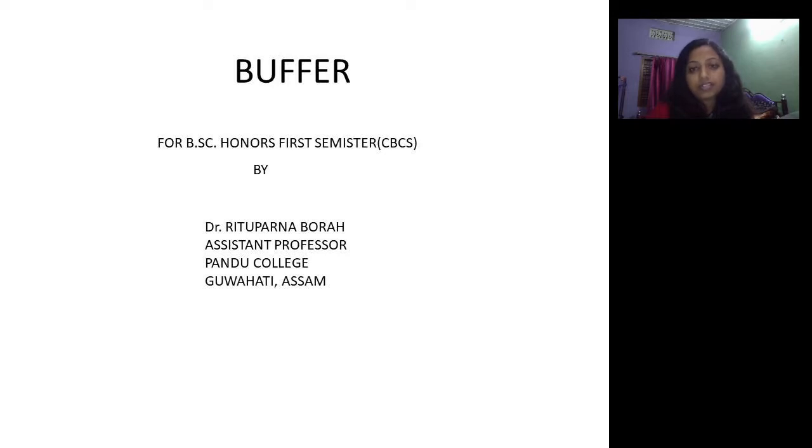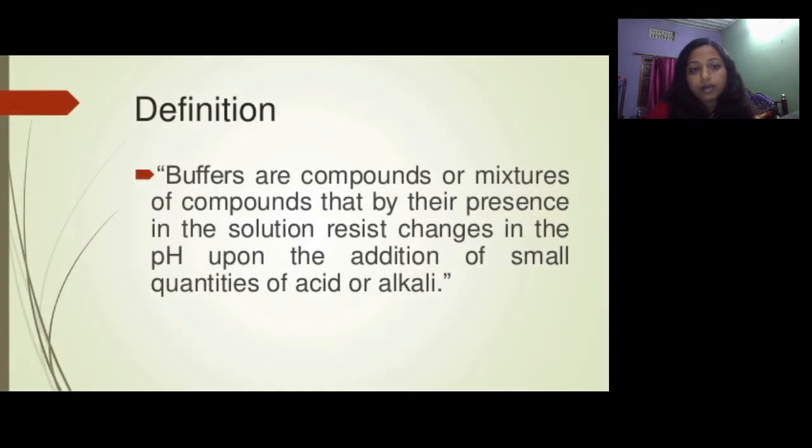And today my presentation is based on the topic buffer. Actually, buffers are compounds or mixtures of compounds that by their presence in solution resist changes in the pH upon the addition of small quantities of acid or alkali. That means if you add acid or alkali in small amounts, the buffer solution's pH does not change. It resists the changes in pH.